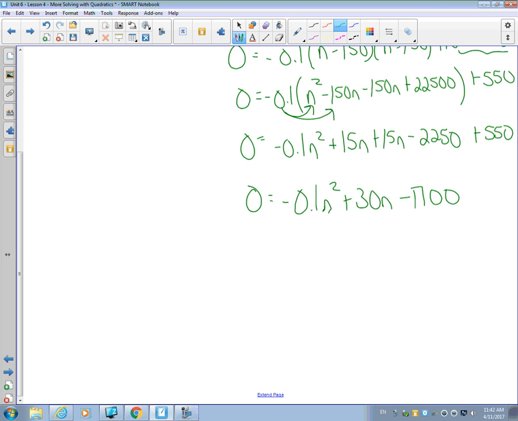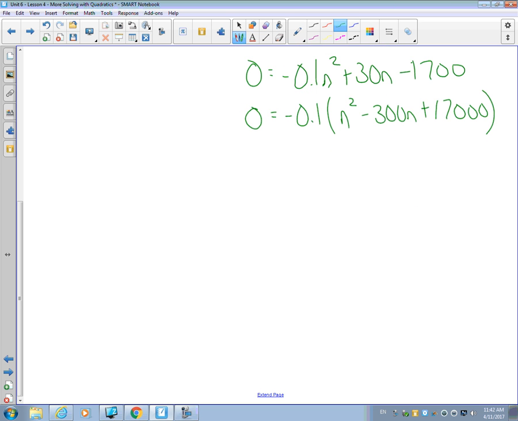Decimals. Don't really like decimals. Decimals make my life more confusing. So how would I try and get rid of those decimals first? If I divide everything by negative 0.1, I'll get n squared minus 300n plus 17,000. That makes my life easier, no more decimals, but I got really big numbers. And off the top of my head, I can't even think of things that multiply to 17,000, so I'm not going to worry about factoring.